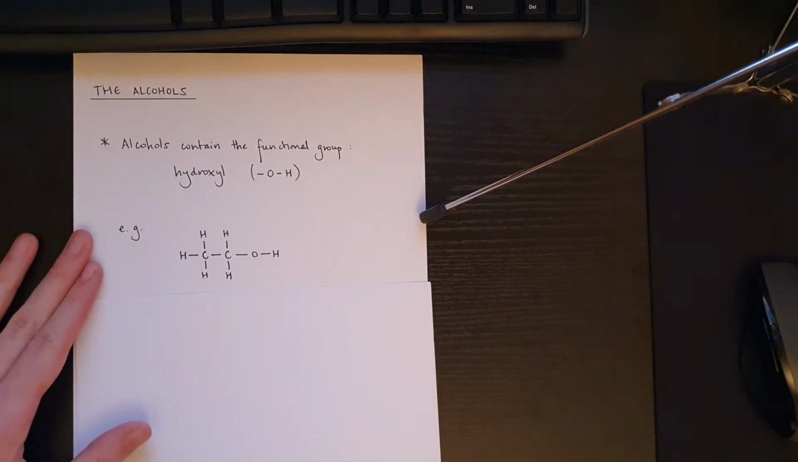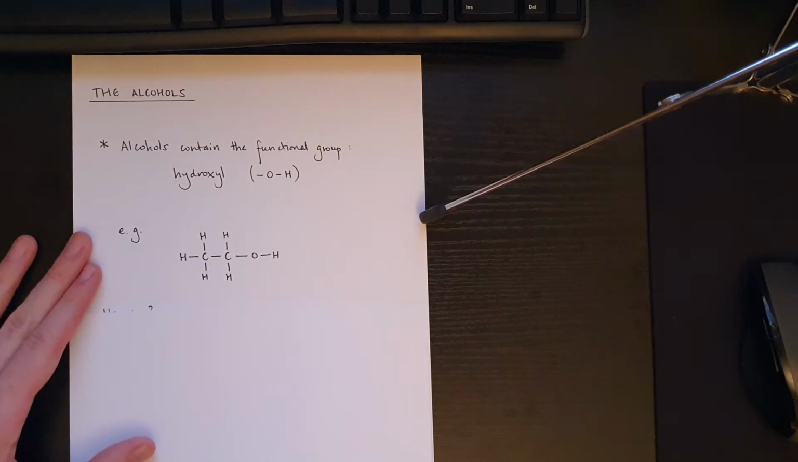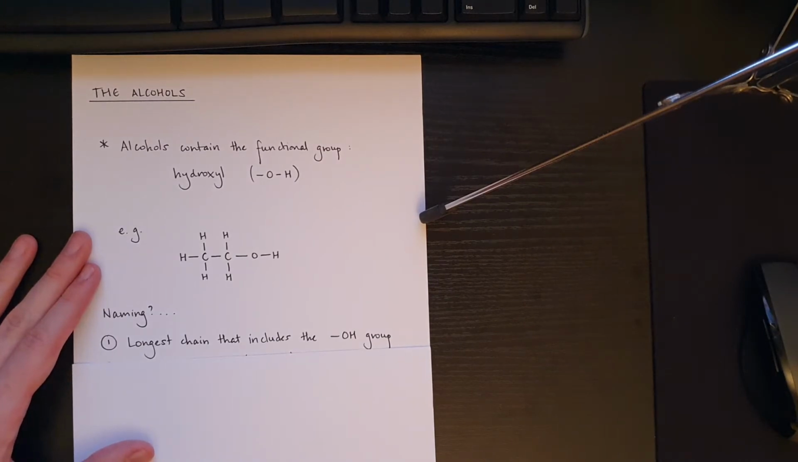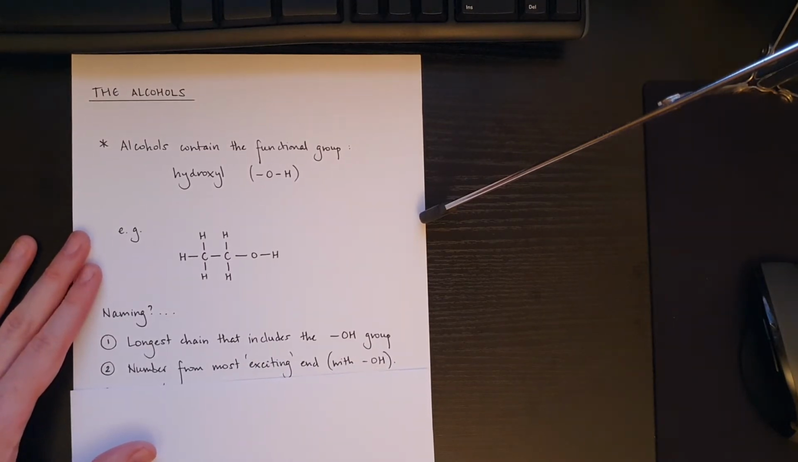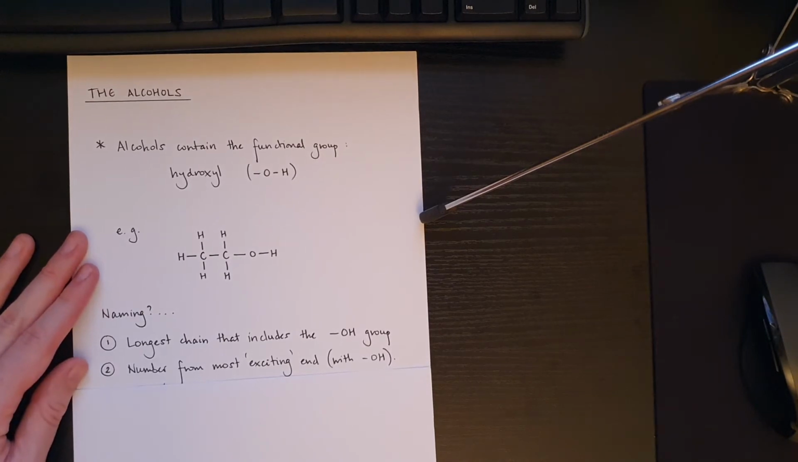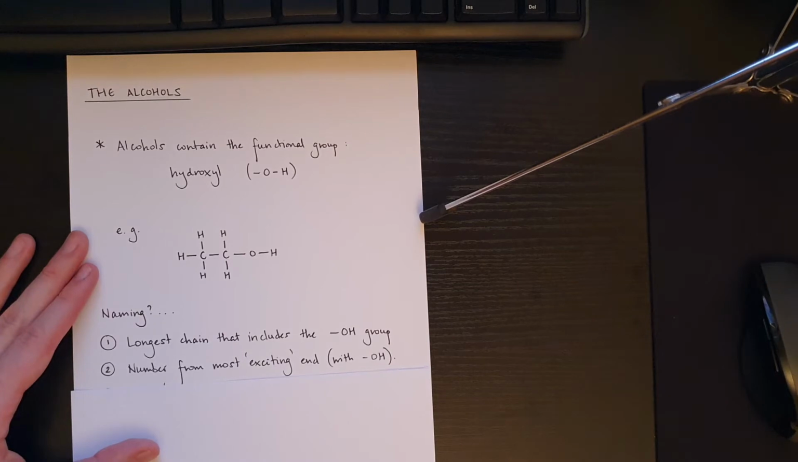So we want to use our same systematic naming rules that we have used previously. We want to, first of all, select the longest chain that includes the OH group. Then we want to number from the most exciting end, of course. This time we know that we're always looking for functional groups. They are the most exciting things in a molecule. They're usually the parts that do the reactions. Then we want to name and number any branches.